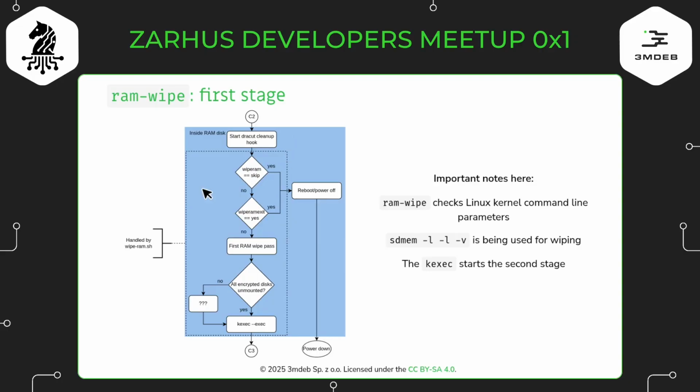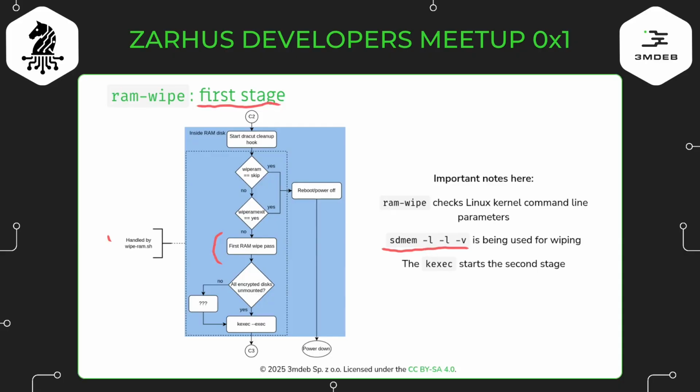These Dracut hooks trigger the first RAM wipe stage that still checks some boot parameters, and then here we are actually manipulating memory. This stage is called the first RAM wipe stage. Then comes the second, of course. The first stage uses sdmem in its script to zero out all memory, or at least all memory that is available for RAM wipe.